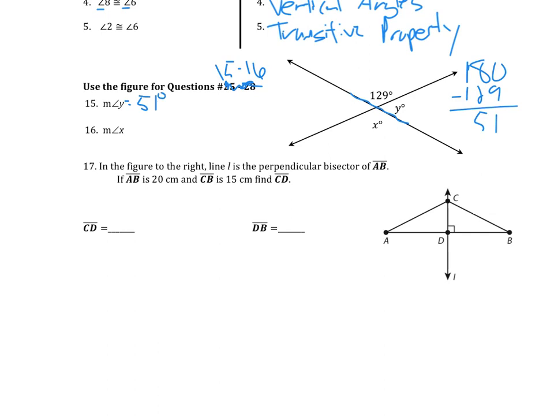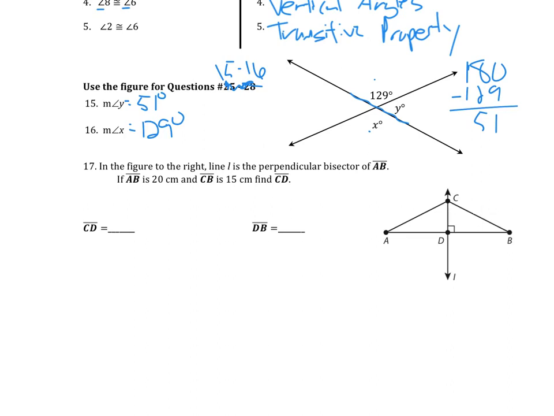And then for x, what's the angle relationship between 129 and x? They're vertical angles, and vertical angles are what? Congruent. So x is also 129. Now 17 states in the figure to the right, line L is perpendicular bisector.